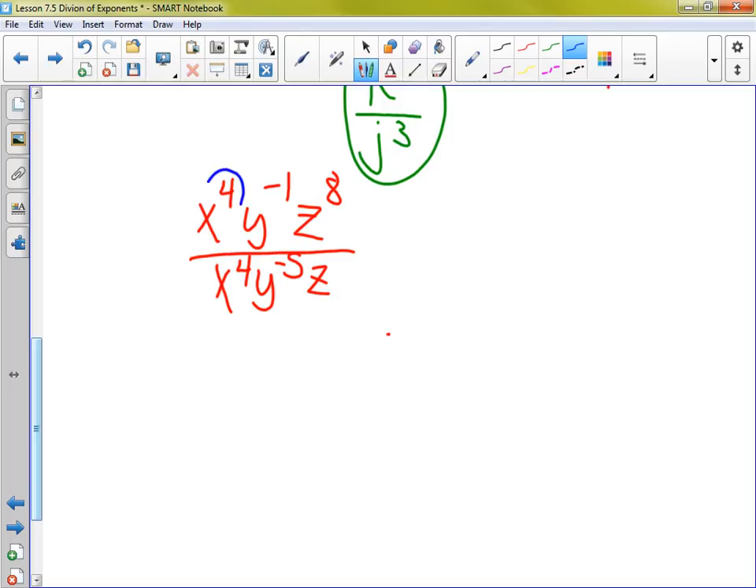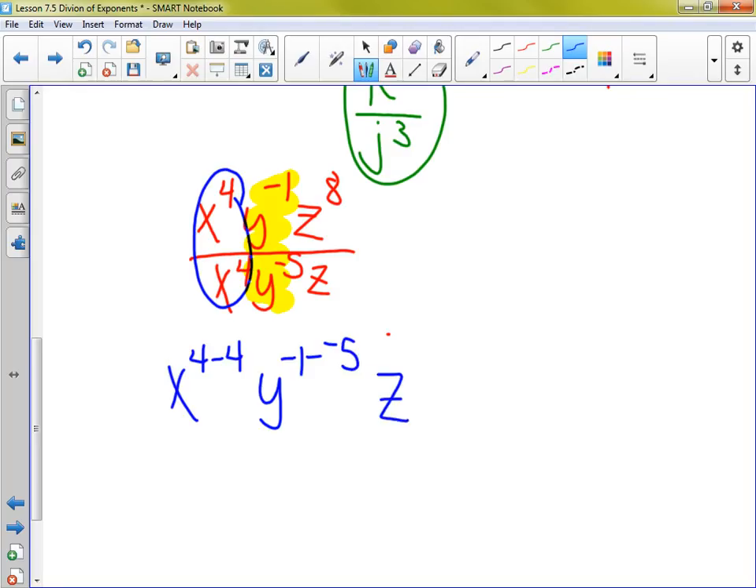So here we go. x to the 4 over x to the 4, that just means x to the 4 minus 4. It's this middle part, the y's. I'm going to go slow. y, the first number is negative 1, minus the second number, negative 5. I'm subtracting, so it's going to be minus negative 5. The last part is z to the 8 minus, and there's a 1 implied on this exponent, so it's 8 minus 1.